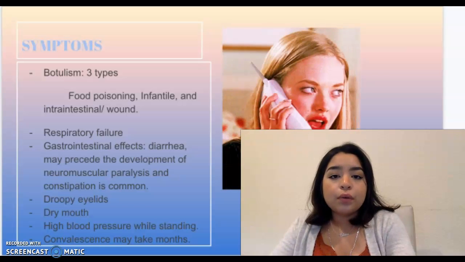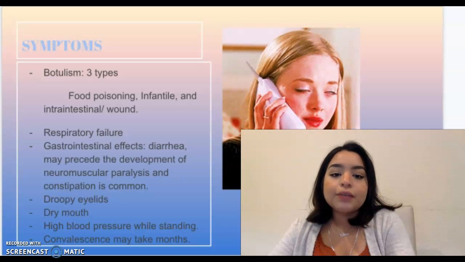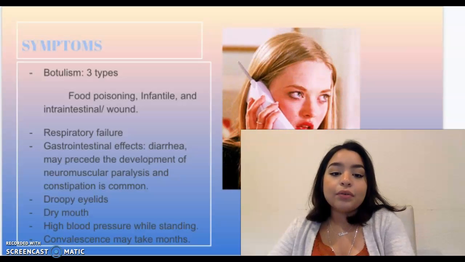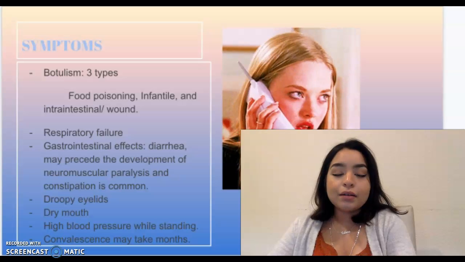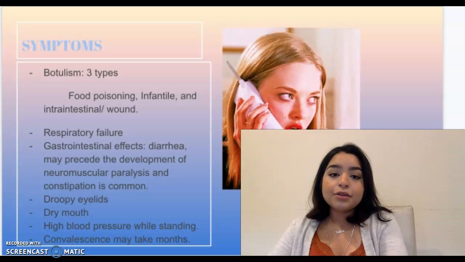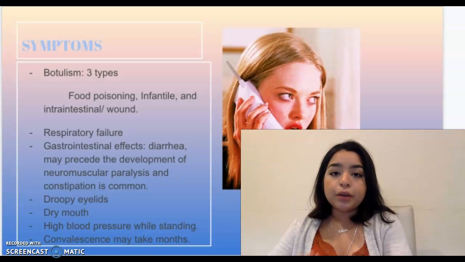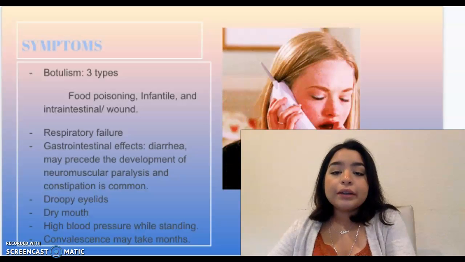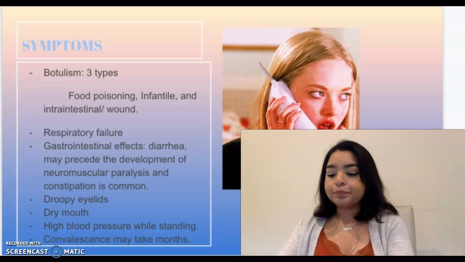All of these forms present with respiratory failure and gastrointestinal effects, which include diarrhea, and may proceed with the development of neuromuscular paralysis. Constipation is also common. Droopy eyelids, dry mouth, and high blood pressure while standing are also considered symptoms. However, they are more generalized, and convalescence may take months.